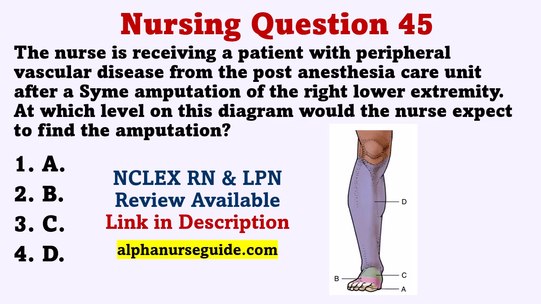The correct answer is 3C. Rationale. When a patient has a Syme amputation, most of the foot is removed but the ankle remains. Advantages of this surgery over below the knee include that the patient can still be weight-bearing and that there is less pain.